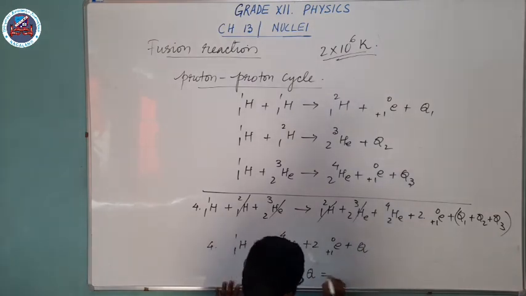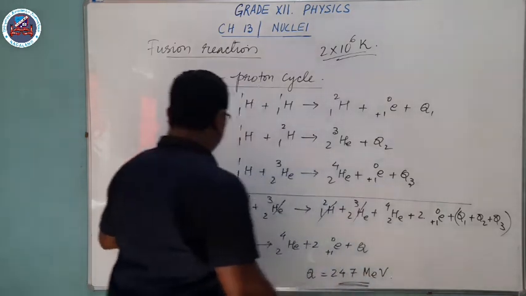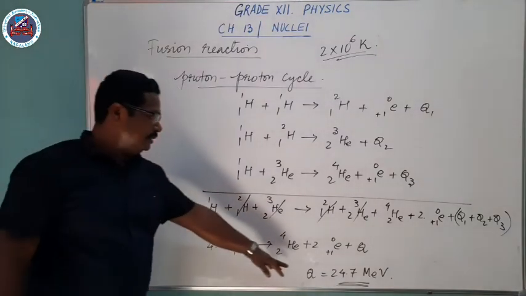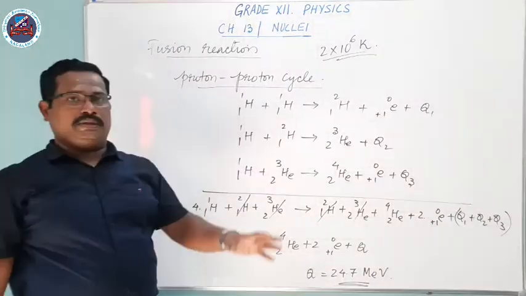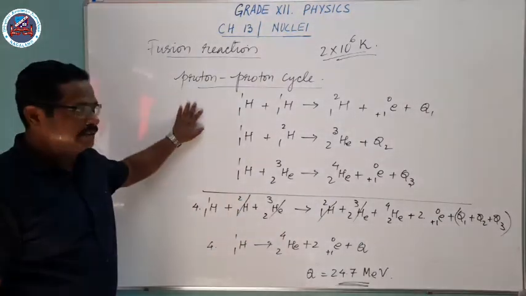The Q value is nearly equal to 24.7 megaelectron volt when 4 hydrogen nuclei react. Then you get the energy in the sun like this. It is this energy we get from the sun when our Earth faces the sun, according to Hans Bethe.